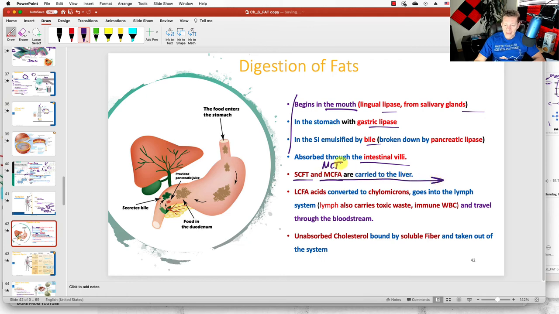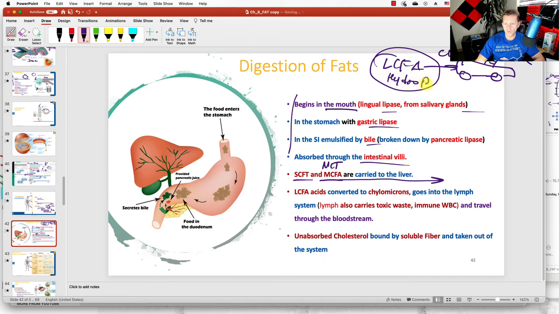So what does that mean? It means that long-chain fatty acids will not go to the liver on the first cycle. They will be packed into specialized lipoproteins, chylomicrons. A chylomicron is a lipoprotein. Think of that as a bus, right? Just because they're long-chain fatty acids, they are hydrophobic, so they cannot get into the blood. Only short-chain fatty acids and medium-chain fatty acids can get into the blood.